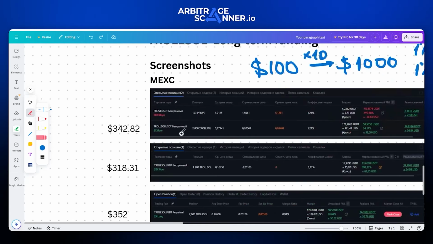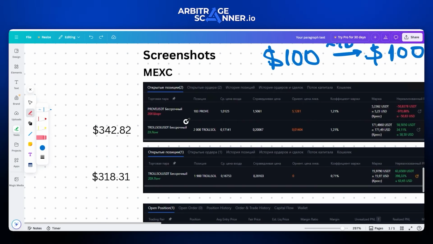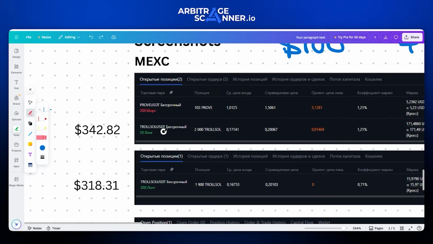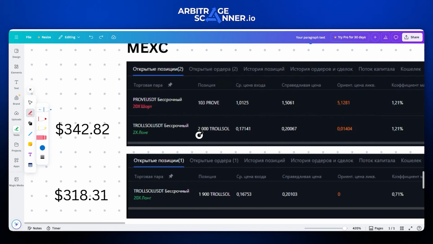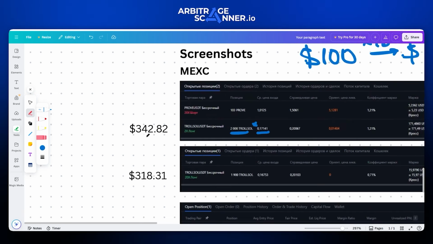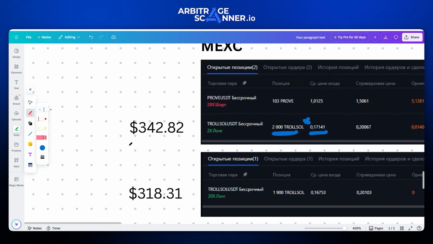Okay, enough with leverage. Let's see the actual deposit with which he entered, for example, this particular position. To understand the size of this position, we'll look first at the number of tokens. He bought 2,000 tokens at the average entry price, it's here, $0.17. Then we multiply these two numbers, 2,000 by 0.17, and actually get the amount of money he opened the position with. So it's $342.